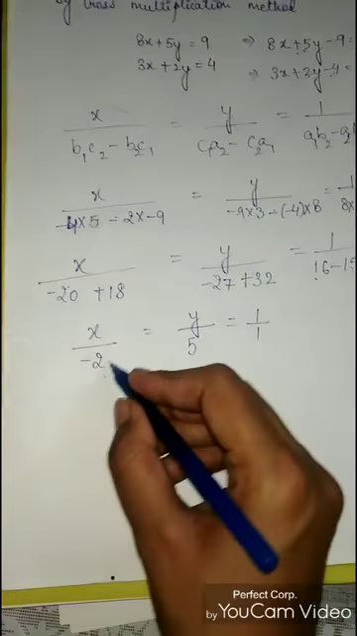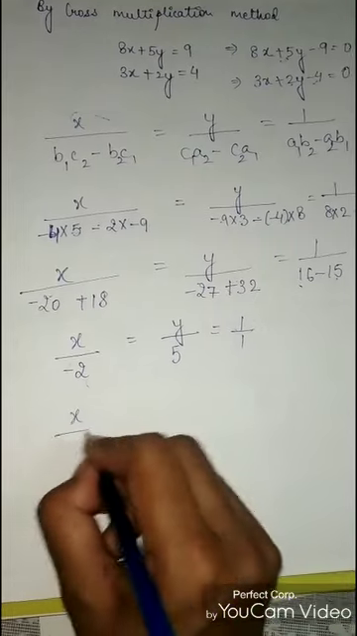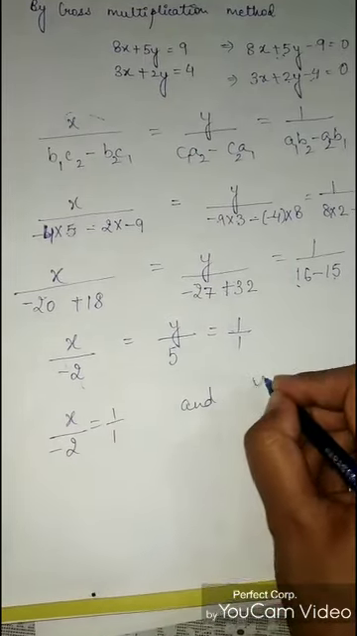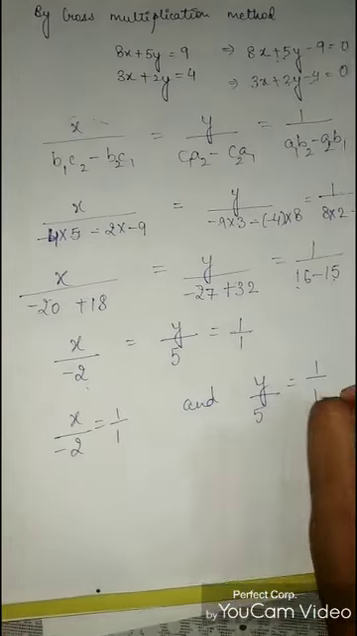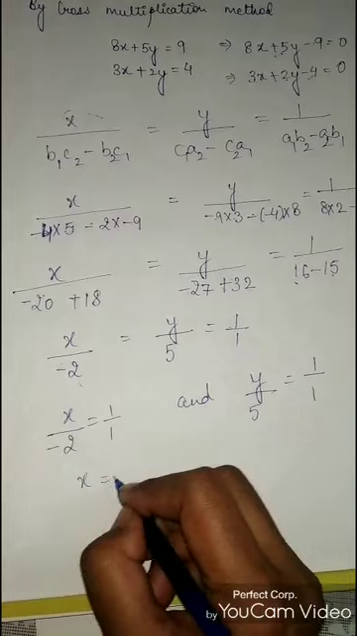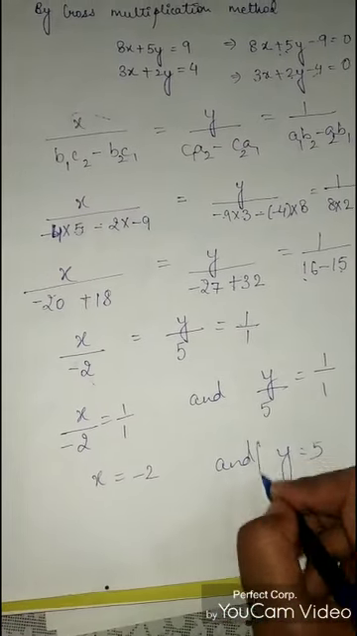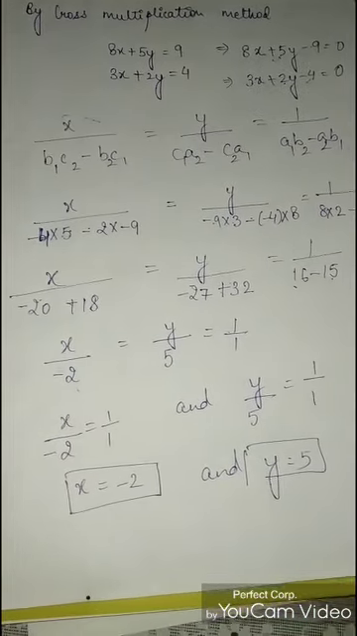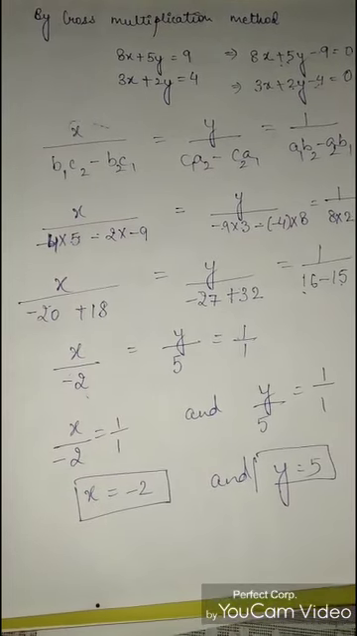Now we have to compare each variable with the constant. So we'll compare x upon minus 2 is equal to 1 upon 1, and y upon 5 is equal to 1 upon 1. So the value of x is minus 2 and the value of y is 5. So in this way we have found the value of x and y by cross multiplication method. Now the next question, that is question number 4, we'll do in our next video.